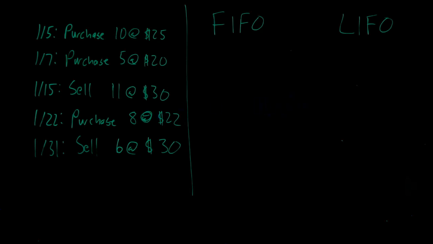All right, let's take a look at FIFO and LIFO. So FIFO is first in, first out. It is exactly what it says it is. The first units of inventory in are the first units out.